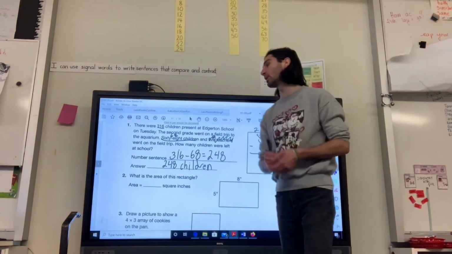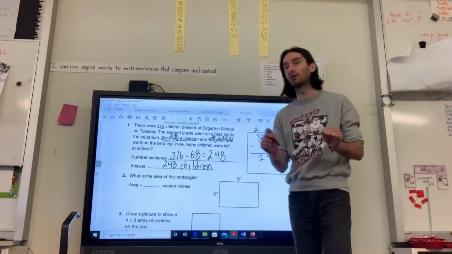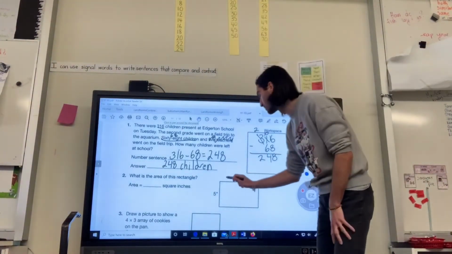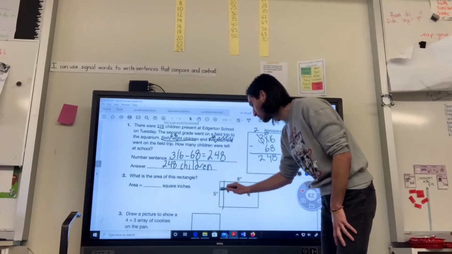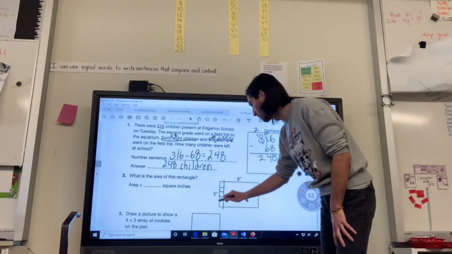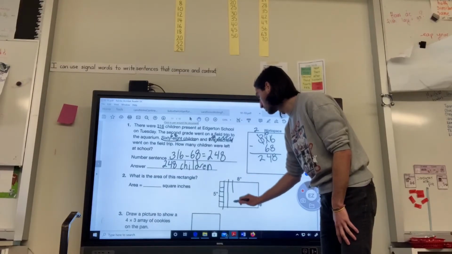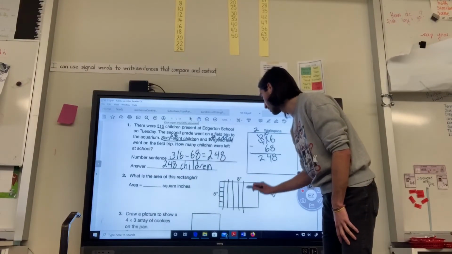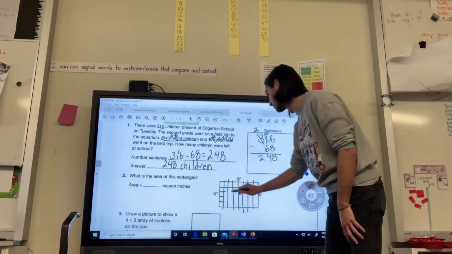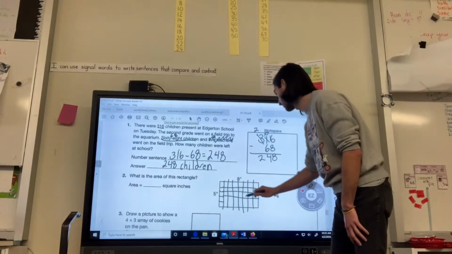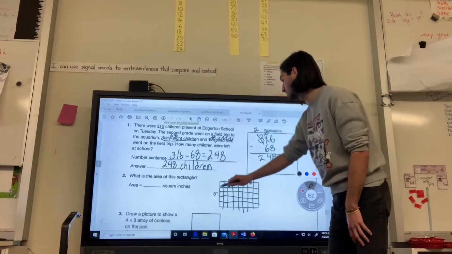So question two, what is the area of this rectangle? So again, remember, area is how many squares are inside. So if I cut this up here, how many are going to be there? There's going to be five. One, two, three, four, five. And then on this, there's going to be one, two, three, four, five, six, seven, eight. It'll look just like this. There's five on the sides and eight like that.